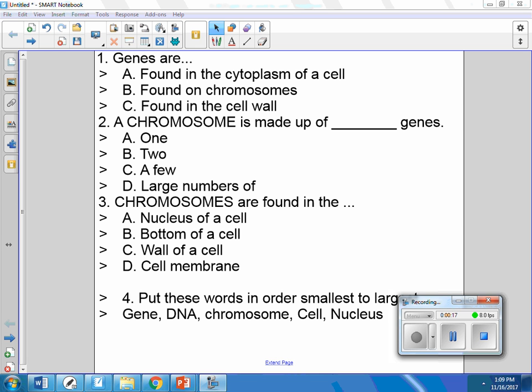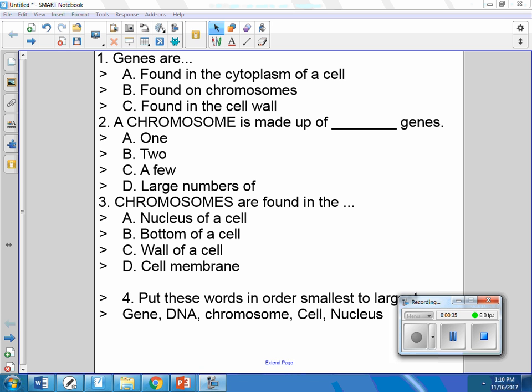Last night's homework was page 6 and 7. We had to write about alleles, polygenetic inheritance, codominant, independent assortment, a lot of different words and terminologies you need to know. We're not going to have to know everything, but you're exposed to it all.